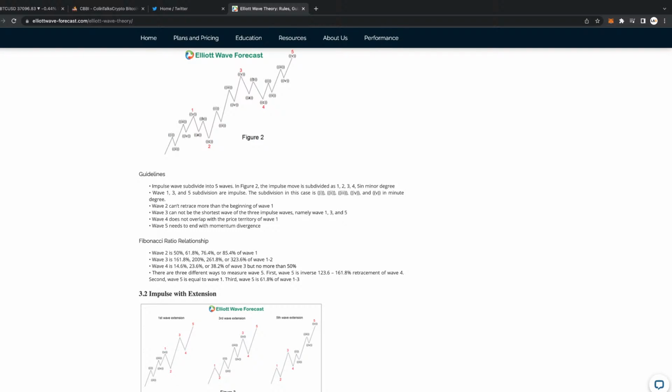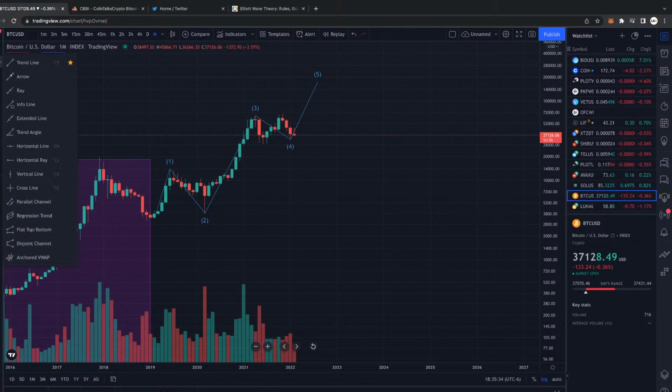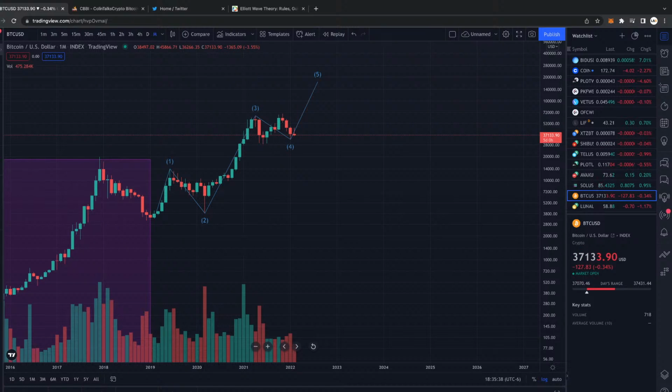So then that's true. This wave 1 here, 1, 2, 3 are subdivided, and the subdivisions are impulsive. This is true. We can agree that this is already happening. Wave 2 cannot retrace more than the beginning of wave 1. Let's check it. Wave 2. Let's see if I can get the proper tool for this. Wave 2.